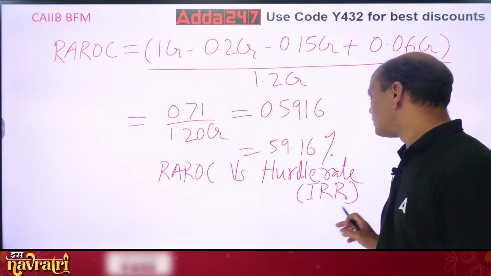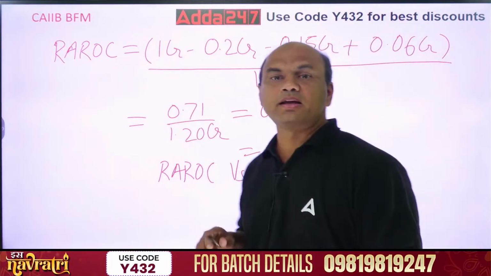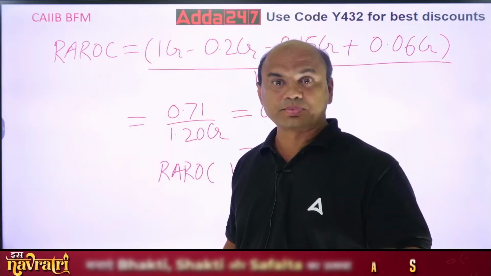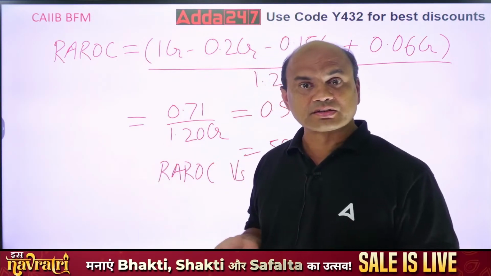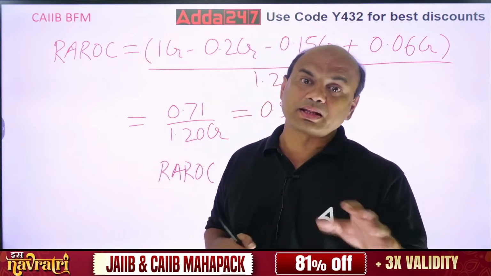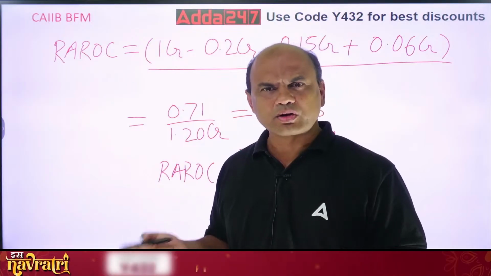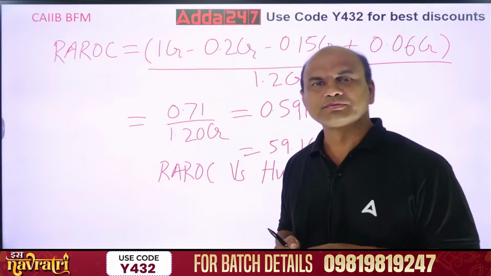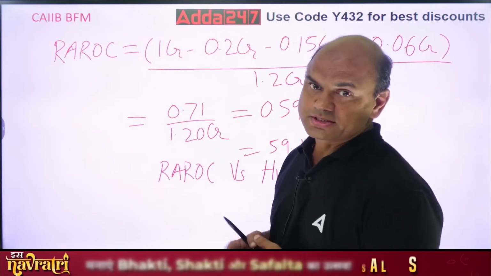So your IRR should always be higher than the interest which you pay to the bank, your interest cost plus your regular expenses. IRR should always be greater than these two. Then only you are in profit. Otherwise, why are you doing the business? Simple logic, isn't it? So that was it for today's session.